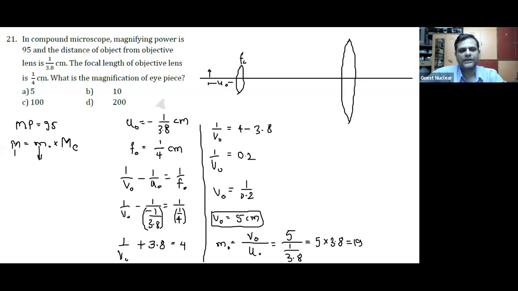Okay, and already M is given, so ME can be easily obtained here. So here it is 95, which is the overall magnifying power of the compound microscope, and on that side MO, which we already have as 19, and that is multiplied by the magnification of the eyepiece. So this ME can be obtained to be simply 95 upon 19, which is actually going to be 5. Okay, which is already there in option A here.